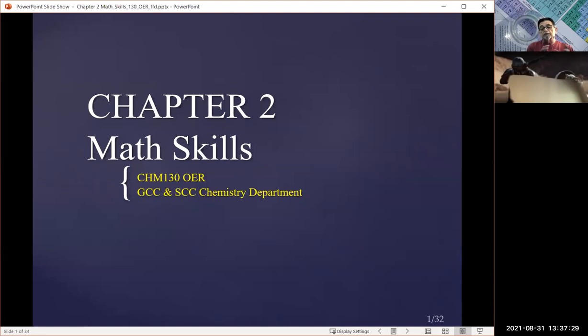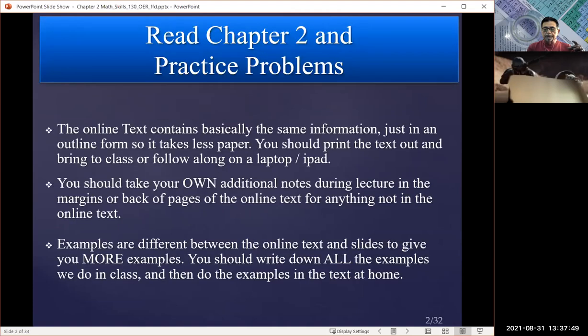Why the math skills? Because eventually we're going to get to the point where we're going to be using these skills we're going to learn here to calculate in chemical reactions, okay? How to go from point A to point B with respect to chemical reactions. The math skills here are important because we're going to learn about significant figures. We're going to learn about which are exact numbers and which are not.